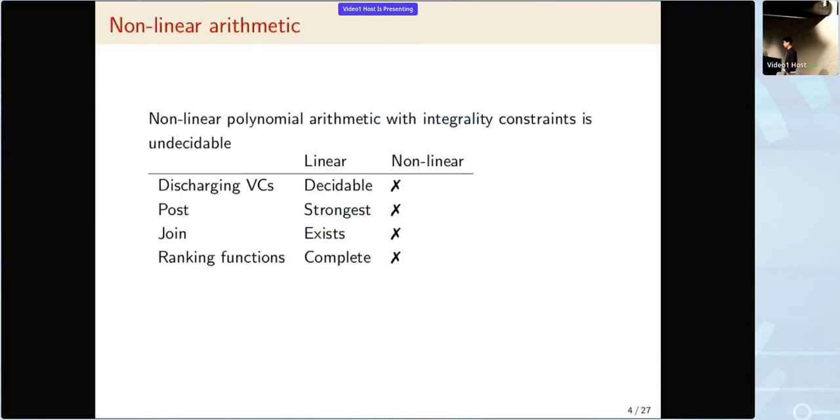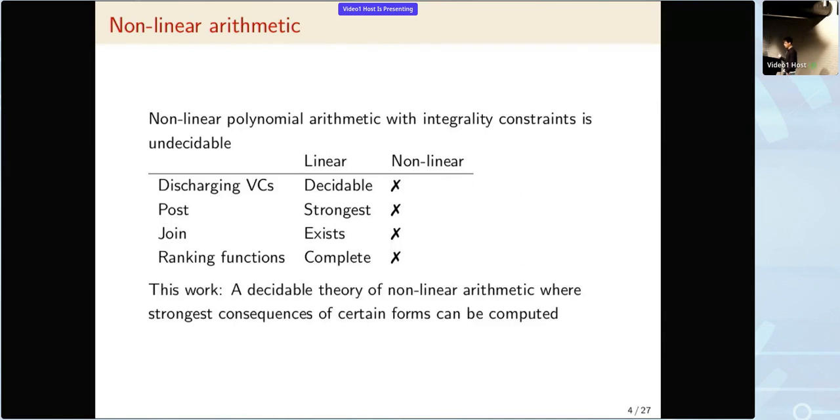On the other hand, nonlinear polynomial arithmetic with integrality constraints is well known to be undecidable. So the applications, like the ones before, discharging VCs, finding post, join, ranking function synthesis, where in the linear case we typically have very strong formal guarantees, in the nonlinear case, the claims have to be far weaker.